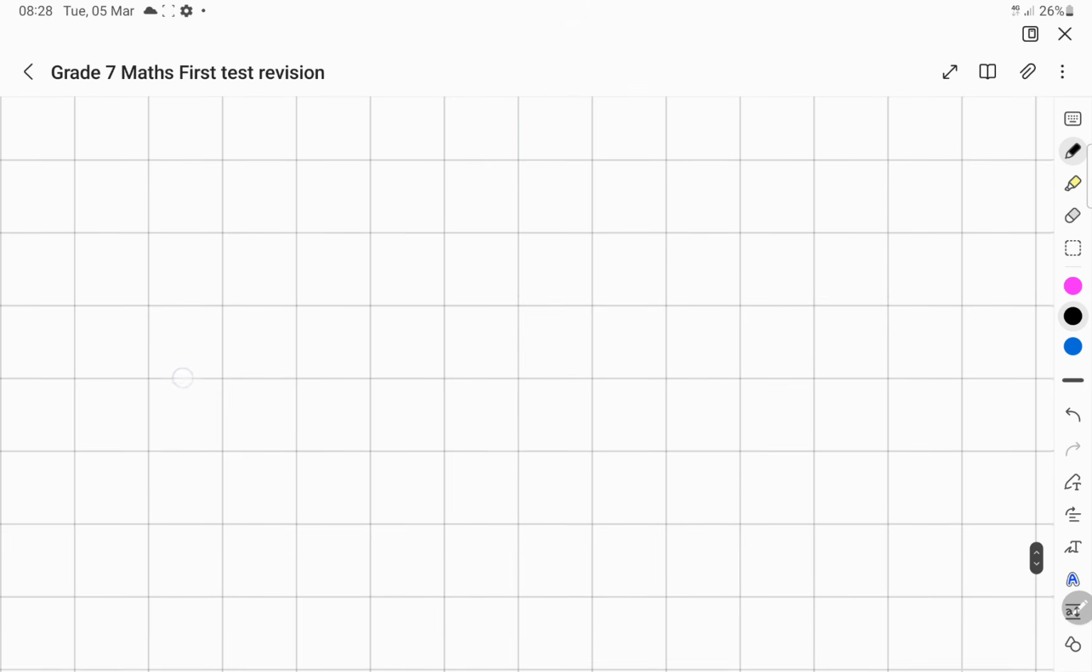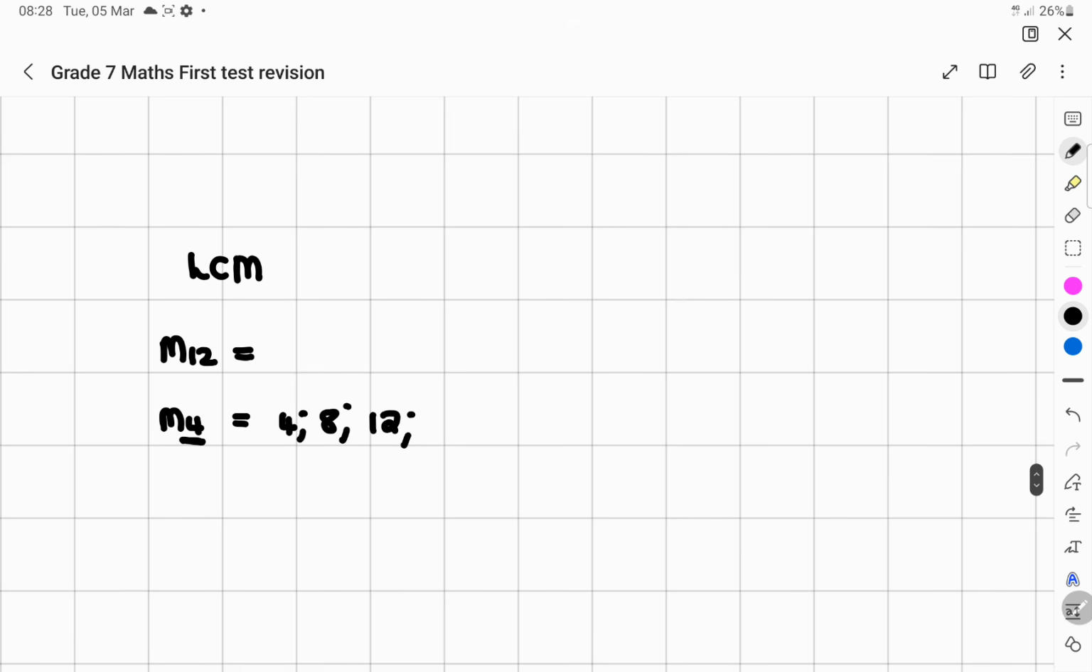I'm just going to quickly explain the LCM, the lowest common multiple. This is where you write the multiples of that number. So if I write the multiples of 12, let's say, and the multiples of 4, you're going to write 4, 8, 12, so you always start with that number, and then 16, etc. Then the multiples of 12 are 12, 24. So can you see we already have the lowest common multiple, which is 12. It's the first number that you see that is repeated in both lists.